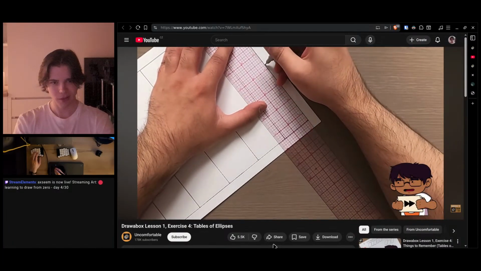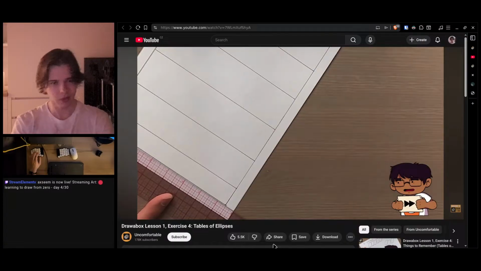Lastly, draw a single line down the center along the length of the page, splitting the table in two.